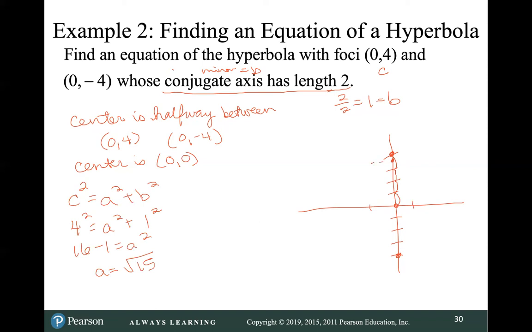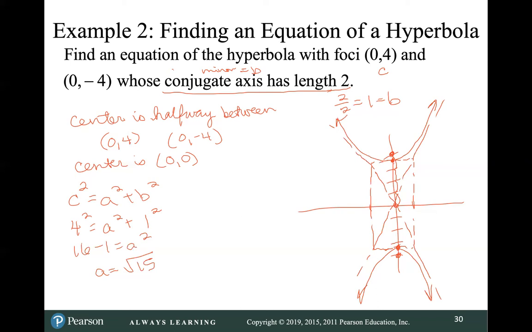So I can draw kind of my box. There are my asymptotes. The vertices. So I know that the A value is the square root of 15.